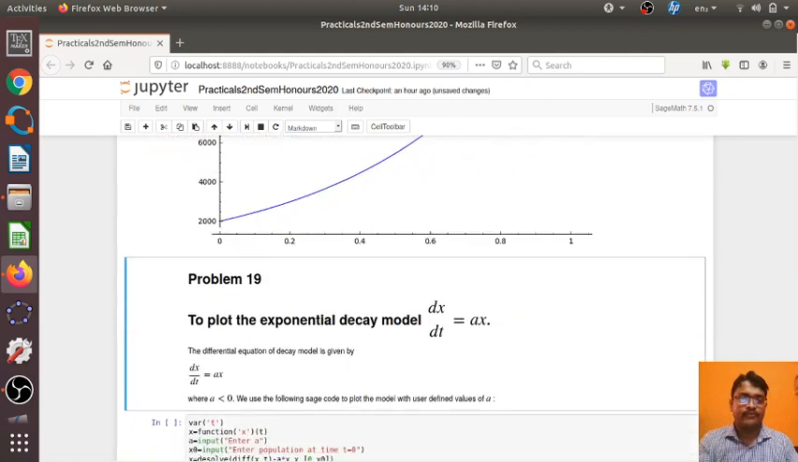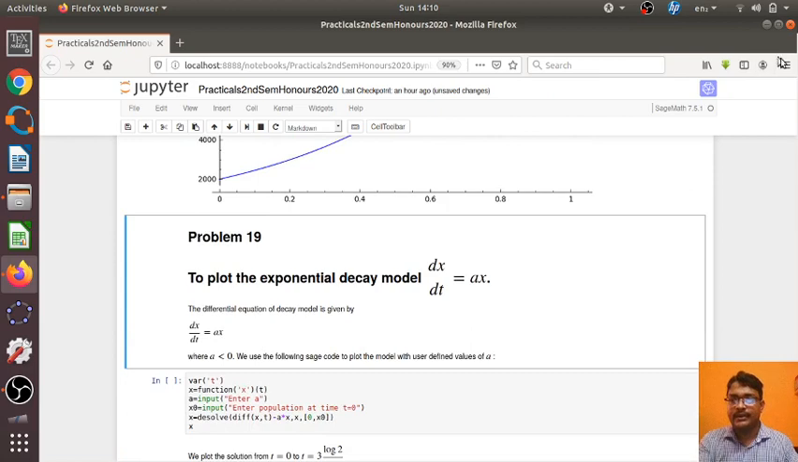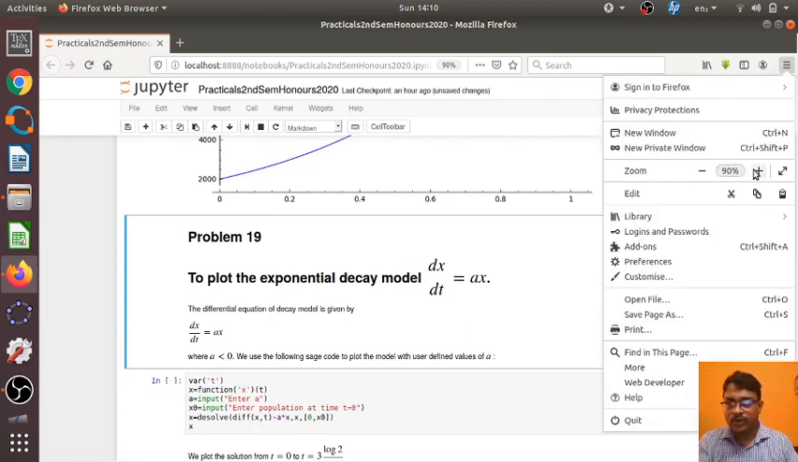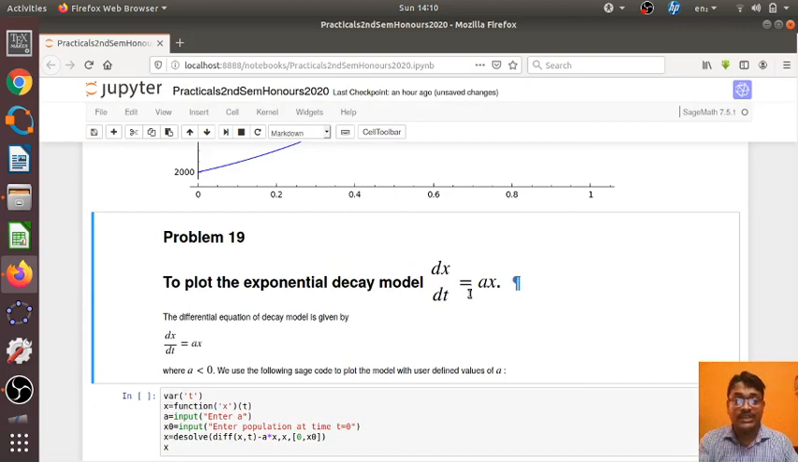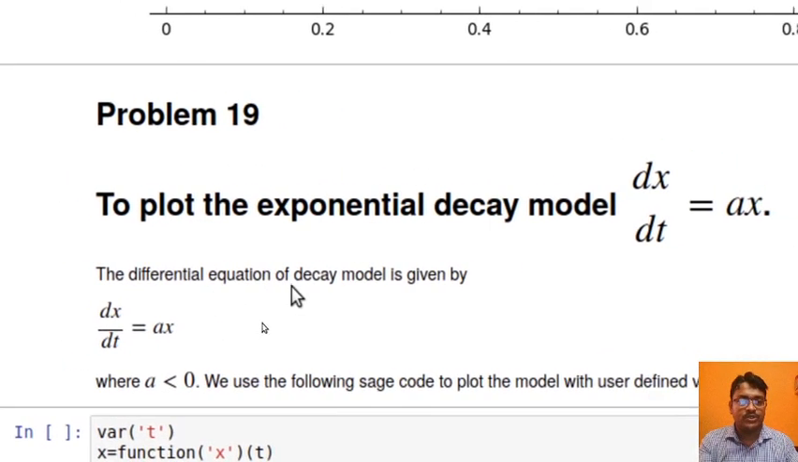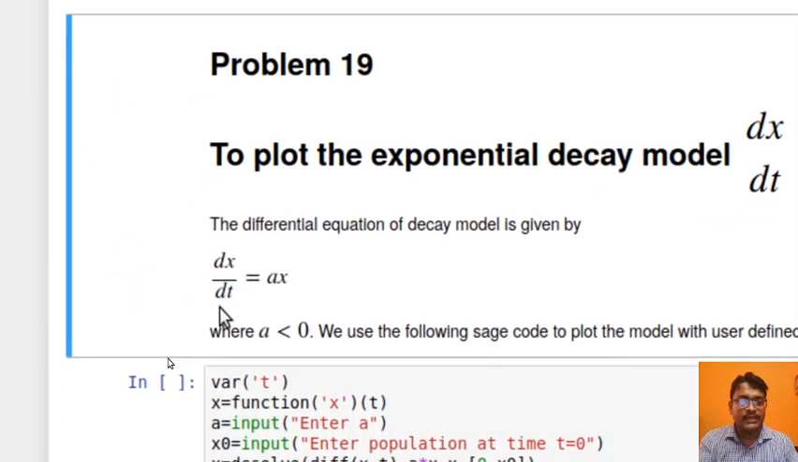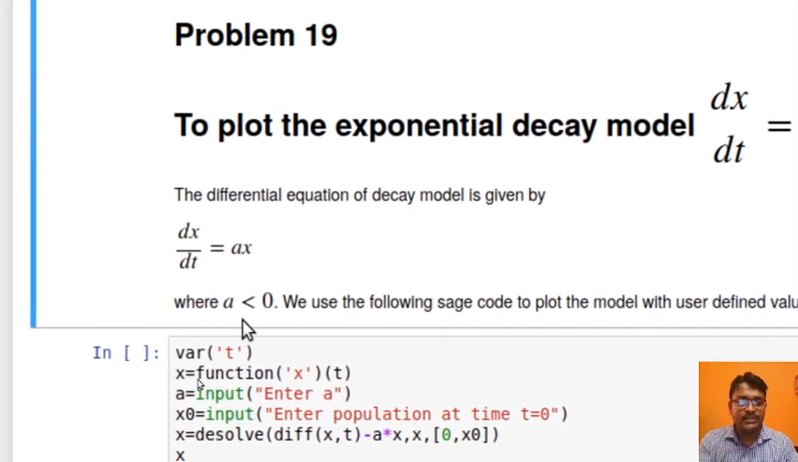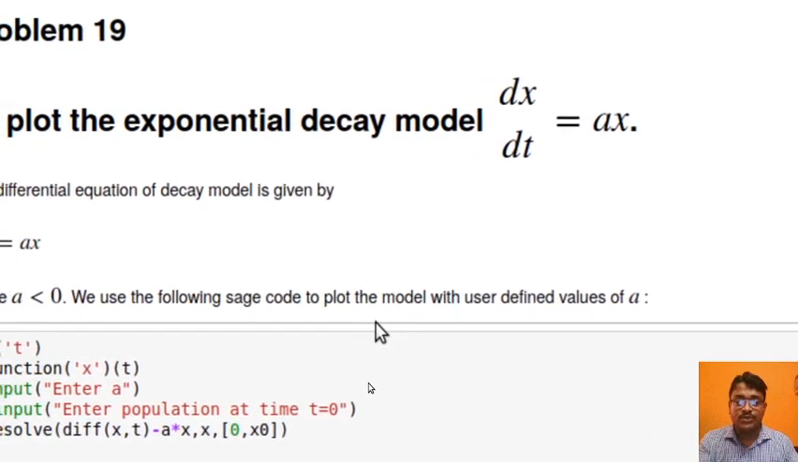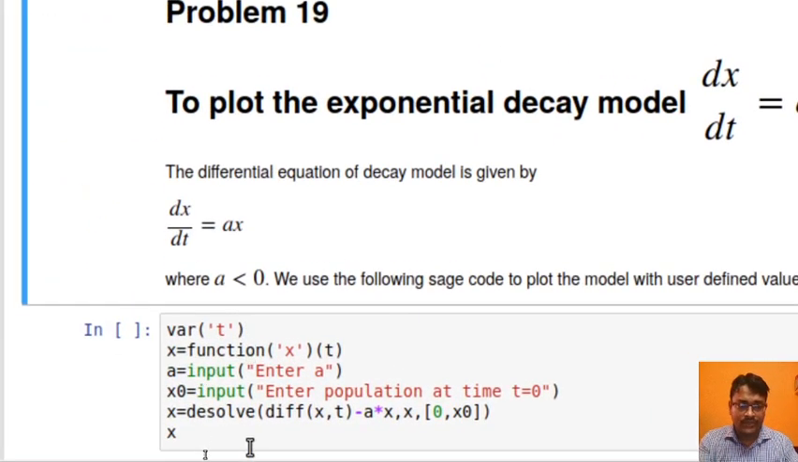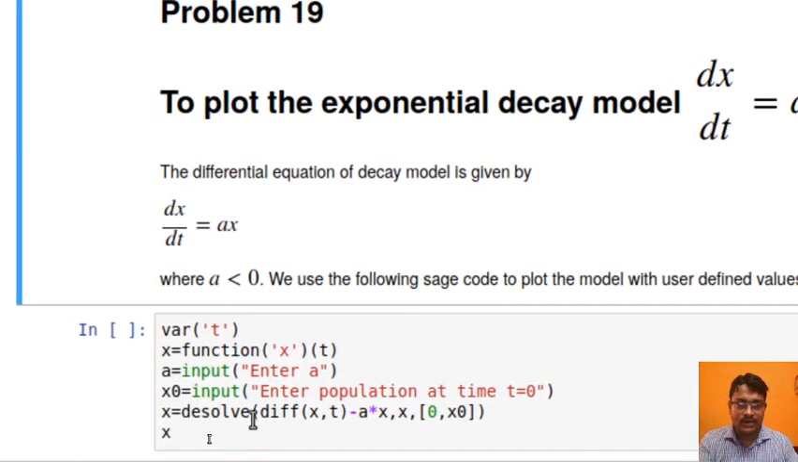Similarly, the second problem for this type of model is the exponential decay model. Let us have a look here. The differential equation of the decay model is given by dx/dt equal to ax, where a is less than 0. So we use the following Sage code to plot the model with user-defined values of a. Everything is exactly similar, right?